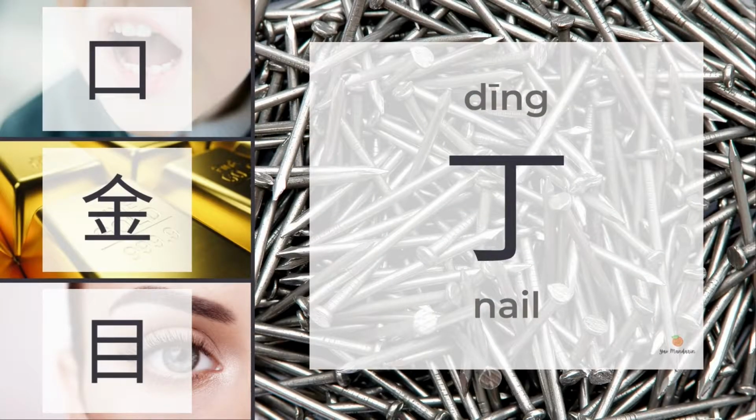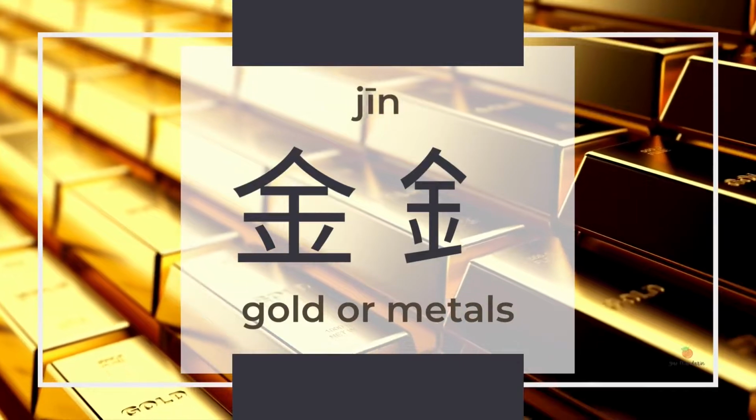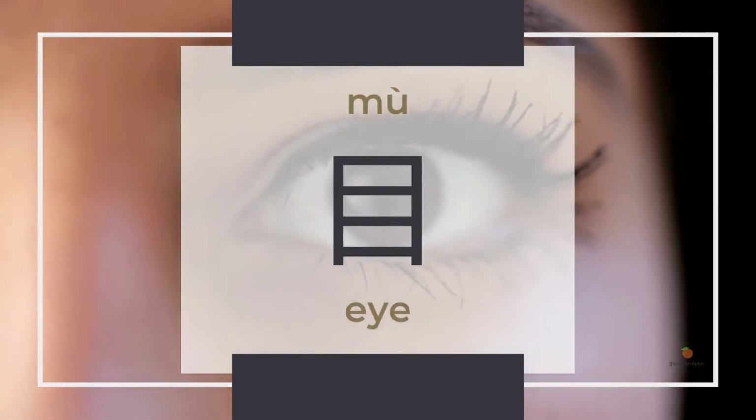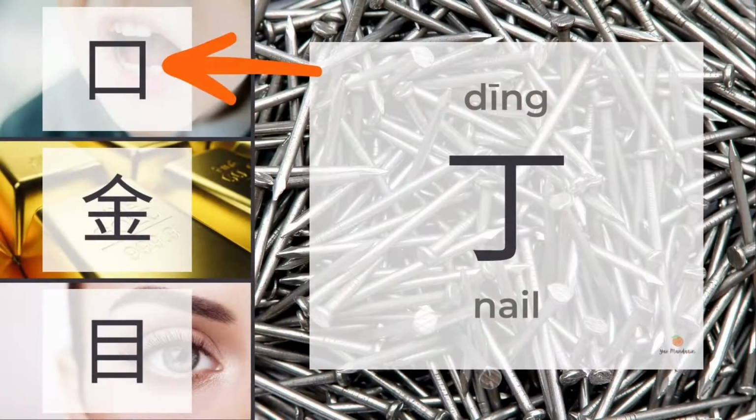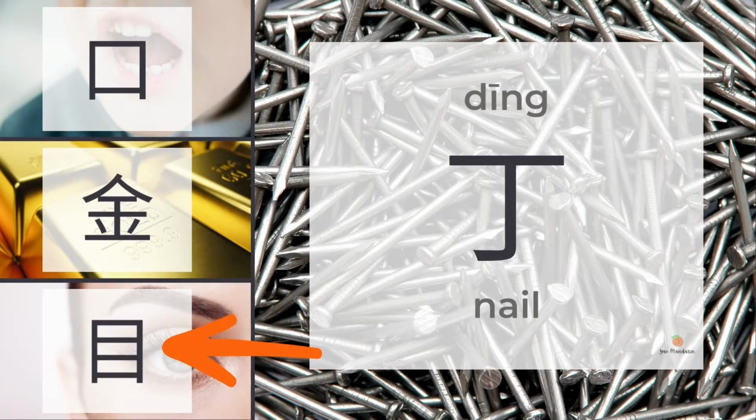I'll combine ding with three Chinese radicals. They are 口 mouth, 金 gold or metal, and 目 eye. All the radicals will be on the left side of ding, and I'll introduce them one by one.